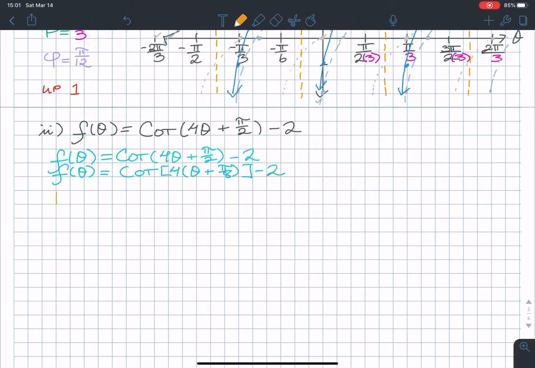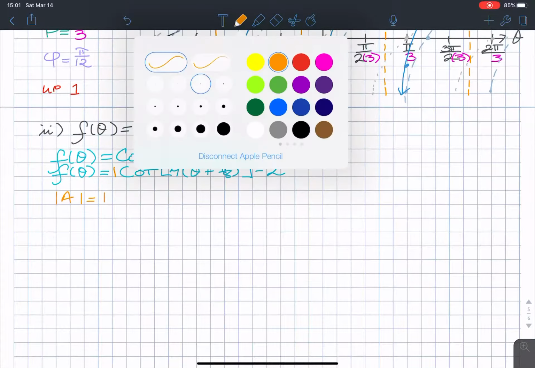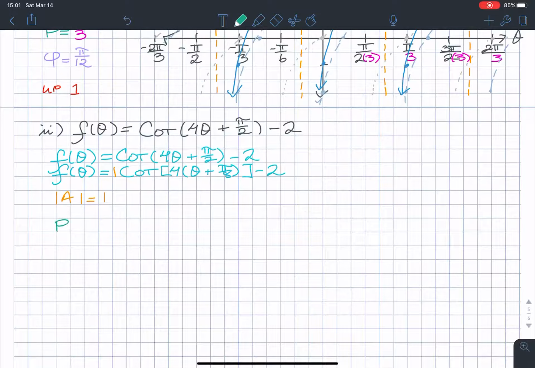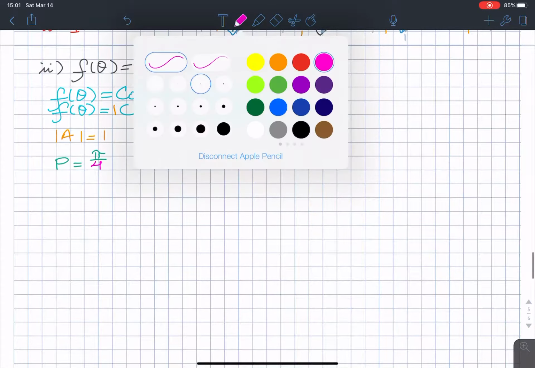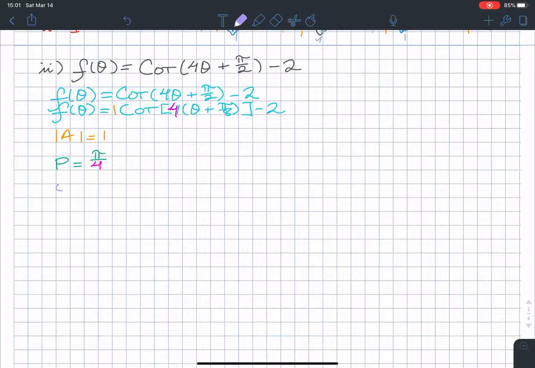Okay, so my amplitude, of course, is just 1. My period for tangent and cotangent is pi divided by the coefficient of theta, 4. My phase shift, phi, that is my horizontal translation, counterintuitive, so that's left, negative pi over 8. And my vertical translation, up, down, will be down 2.